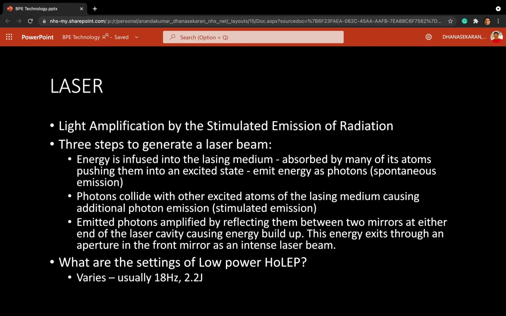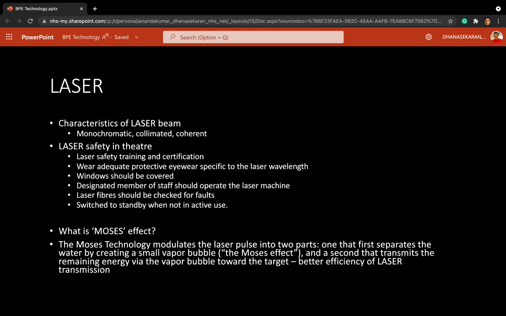The HoLEP settings would be using a 550 micron laser fiber with a power of between 100 to 120 watts. Okay. So what frequency, what joules you will set up if you are doing a HoLEP? So I'll set the energy at 10 joules and frequency of 10 hertz. The energy will be around 2 to 3 joules and frequency will be like 18 hertz if not 20 hertz.